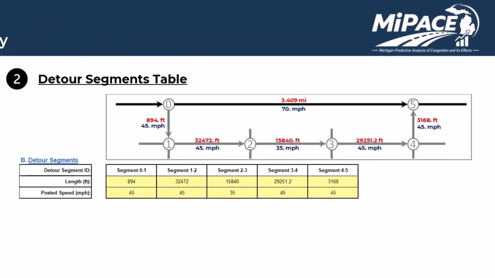The detour segment table defines the roadway sections that connect the numbered nodes and intersections along the detour route. For each segment, enter the segment length in feet and a posted speed in miles per hour. As the values are entered, they are reflected in the layout above. Segment lengths are shown in red font and posted speeds are shown in dark blue. This provides a quick visual check that the coded route matches the intended detour geometry. The segments include the connections from the freeway off-ramp to the first intersection, the roadway sections between intersections, and the final connection back to the on-ramp.